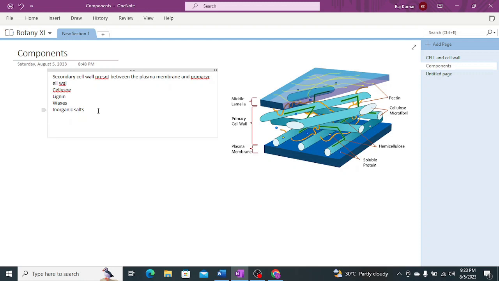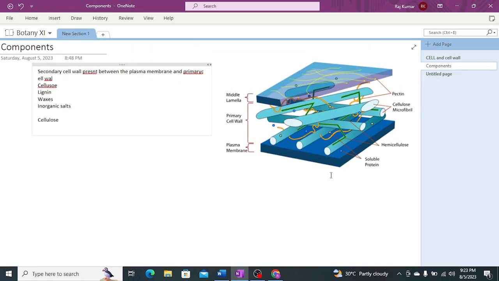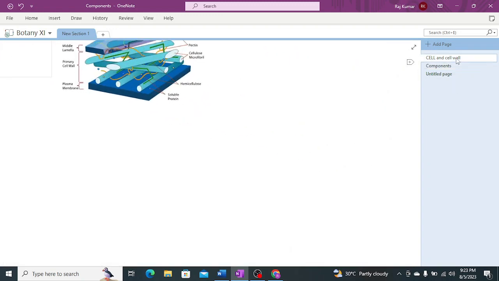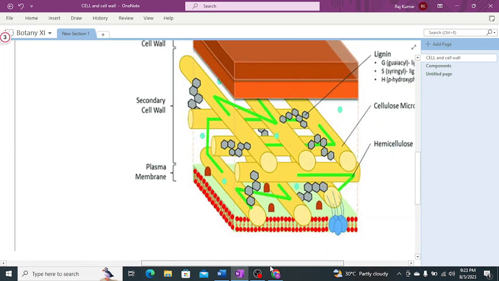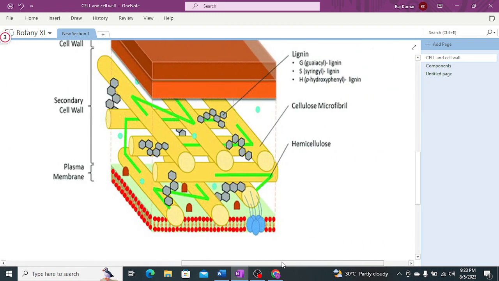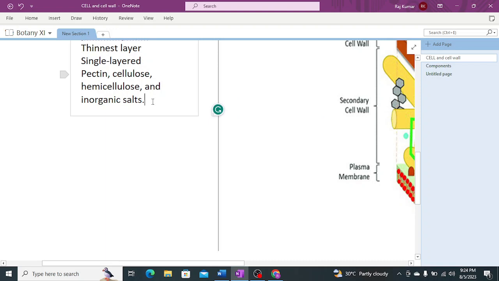After which, inside the secondary cell wall, cellulose is present as a major component, as you can see in the diagram. I guess it's not visible, it was visible in the previous diagram. Here, the cell wall has a major component of cellulose microfibrils. So in the same way we have cellulose microfibrils in the secondary cell wall.